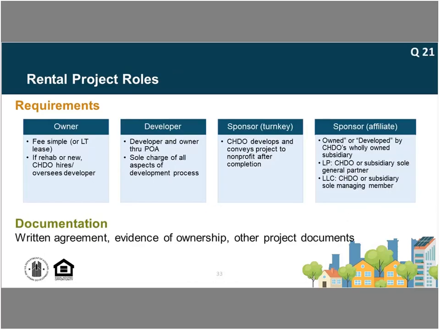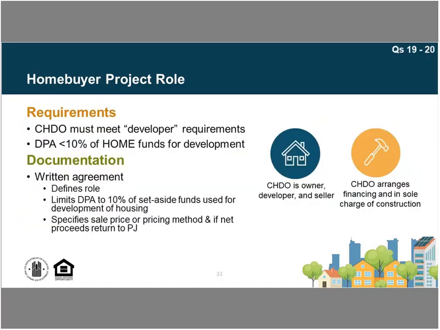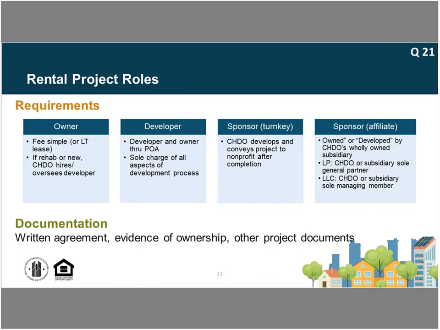So that's the way that homebuyer projects work. Just going back, these are all things that apply to the homebuyer project role. And the CHDO is the owner and developer. They arrange the financing. They control the construction. They own the project during development, and then they sell to the homebuyer within those limits that I described. On the rental side, the roles are much broader. There are four potential roles: owner, developer, sponsor under the turnkey method, or sponsor under the affiliate method.